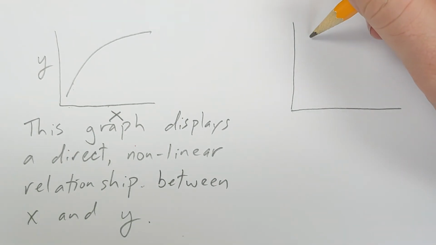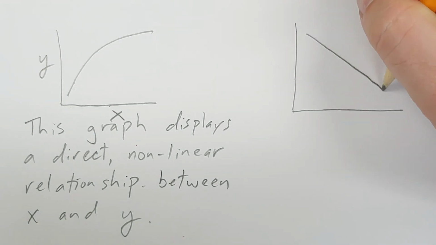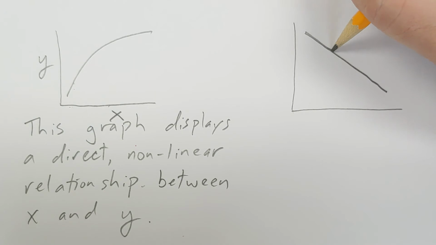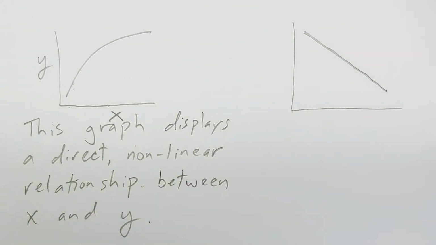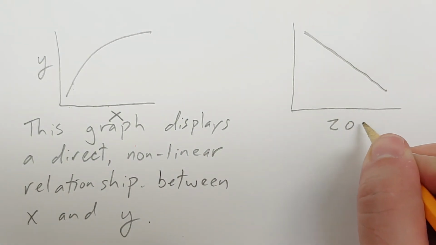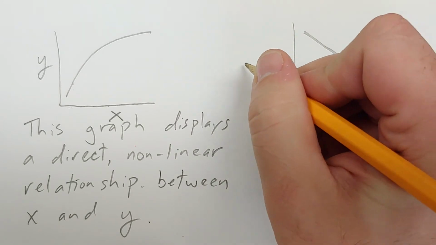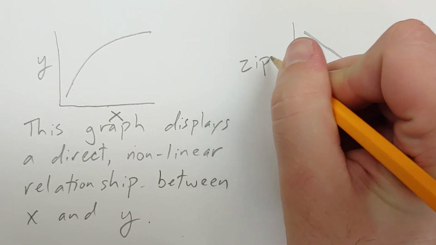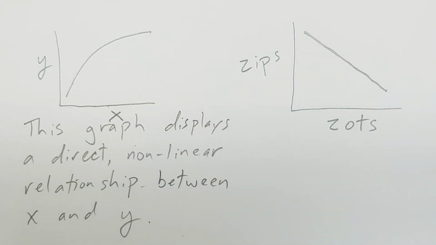Let's try one more. Let's say we have something that looks like this. And let's, instead of just calling it the x and the y variable, let's just make up some nonsense words. These will be zots, and these will be zips. Go ahead and write the corresponding statement directly underneath, how we would describe that. I'll give you a chance to pause the video, write your statement, and then hit play when you're ready.